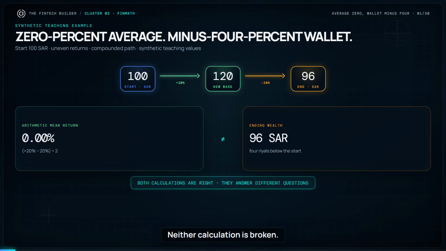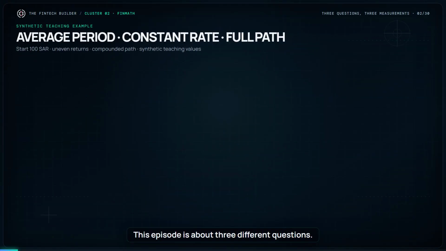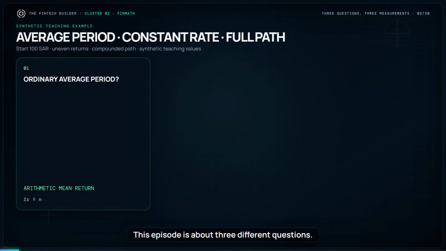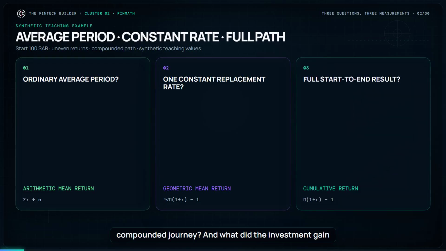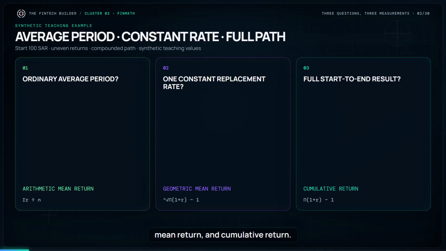Neither calculation is broken. They are answering different questions. This episode is about three different questions. What was the ordinary average of the listed periods? What constant return would recreate the compounded journey? And what did the investment gain or lose from beginning to end? Those questions lead to arithmetic mean return, geometric mean return, and cumulative return.